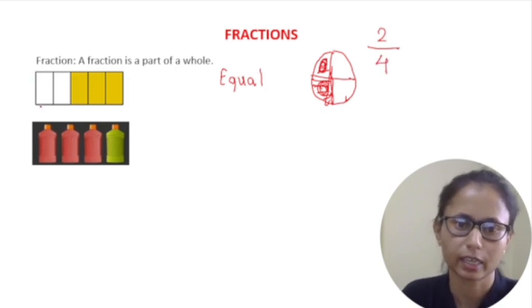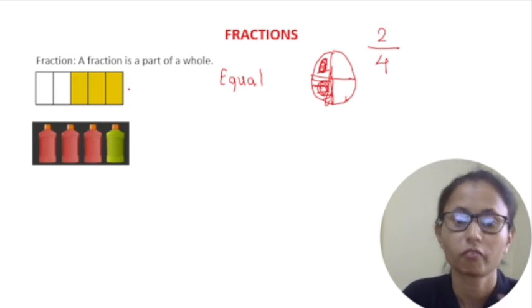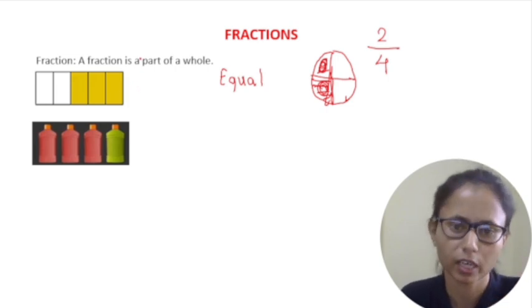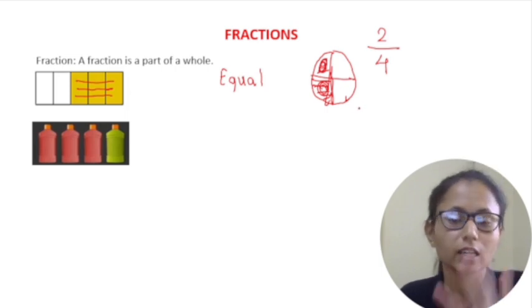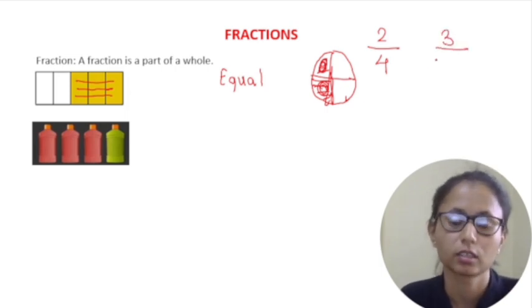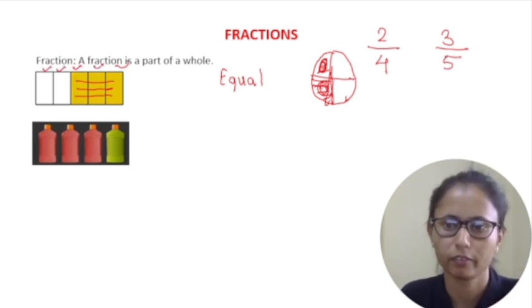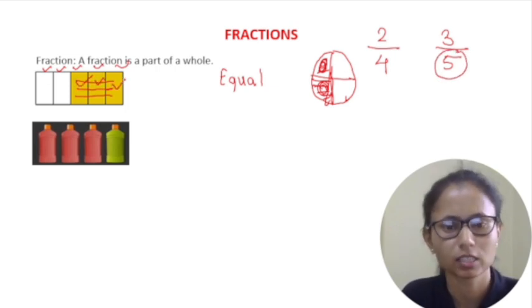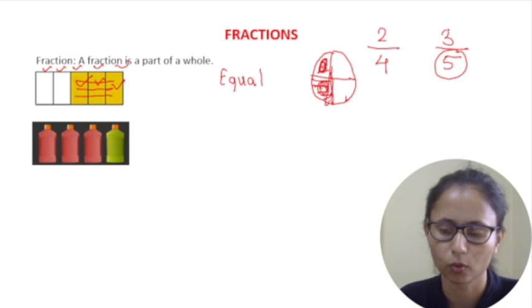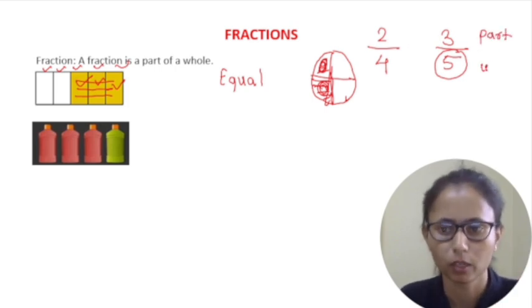Similarly, this rectangle we have split into 5 rectangles, out of which 3 are yellow. So 3 out of 5, that is 3 by 5. The total parts, 1, 2, 3, 4, 5, we write below, and the selected part, here the yellow part, we write above. Okay, so part above and whole below.